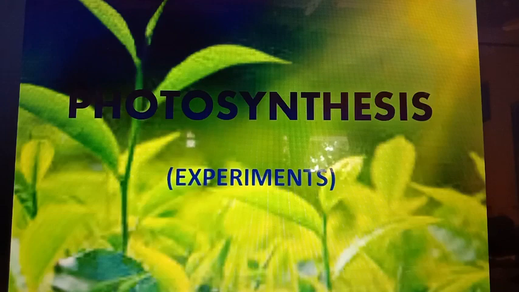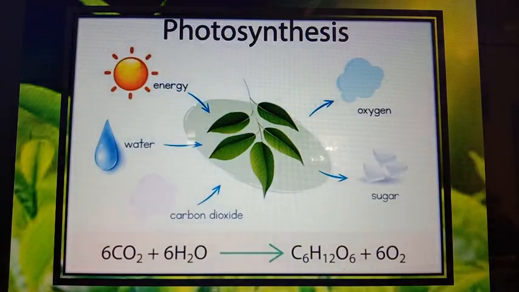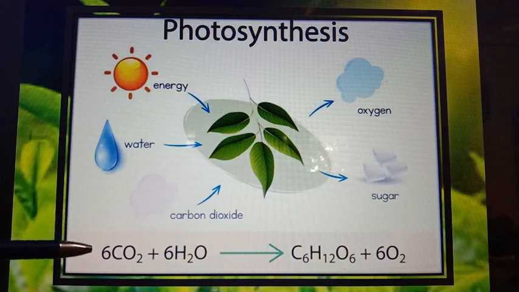First of all, what is photosynthesis? Photosynthesis is a process by which green plants make their own food with the help of carbon dioxide, water, and chlorophyll in the presence of sunlight. This is the equation of photosynthesis.